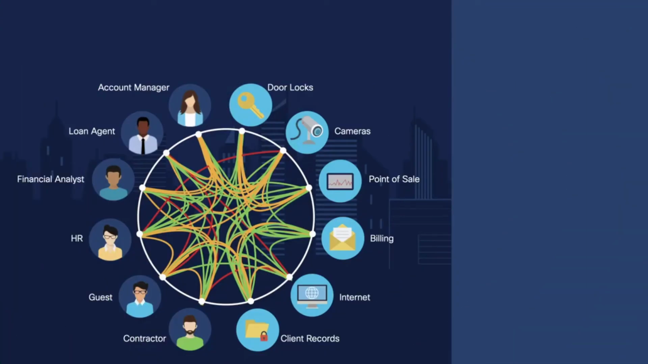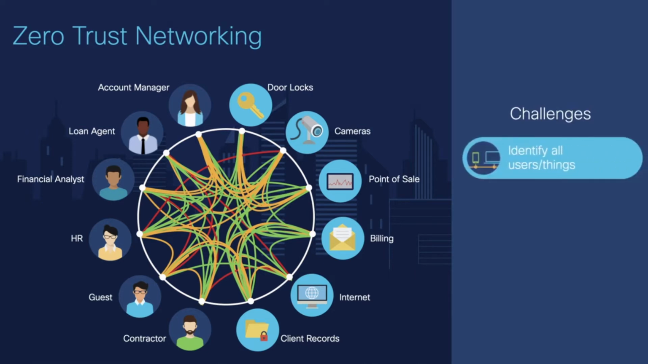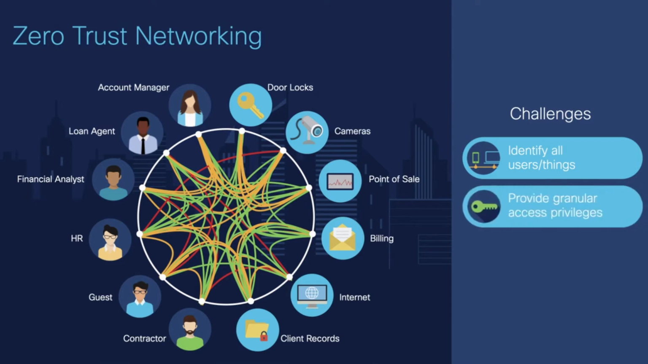In this demo, we'll show you how you can use Cisco DNA Center to set up zero trust networking policies that can protect your users and business from threats and also improve network performance. Zero trust networking can be challenging because you need to identify all users and things on your network, categorize them, and provide granular access privileges to the resources that each endpoint requires while segmenting them from everything else.